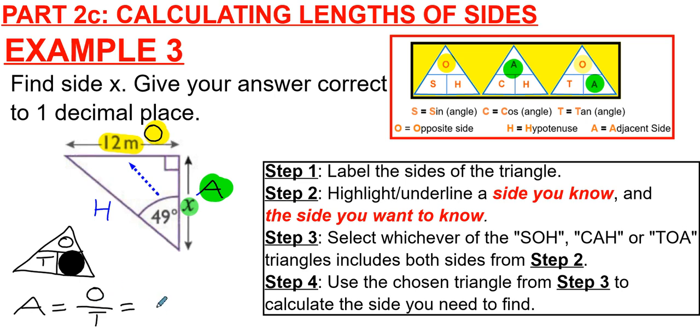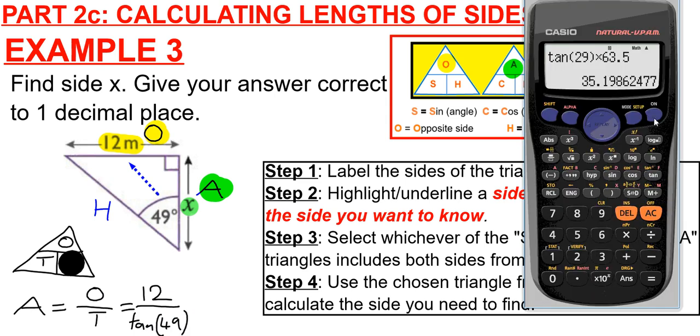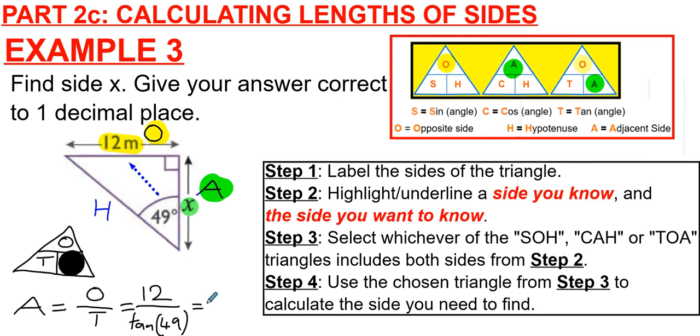O stands for opposite, which is 12, and T stands for tan of the angle in question, which in this case is 49. So type this in on the calculator, 12 on top, scroll down, T for tan, 49 on the bottom. Press equals, we get 10.4. So that's 10.4 meters in this case, because meters has been given in the question.